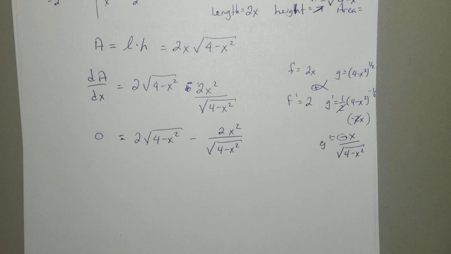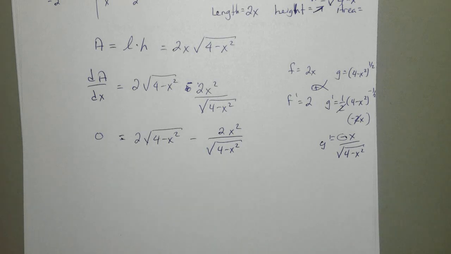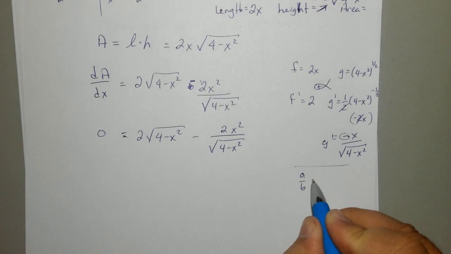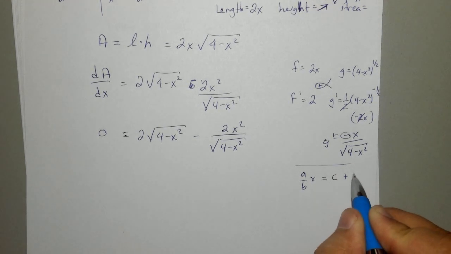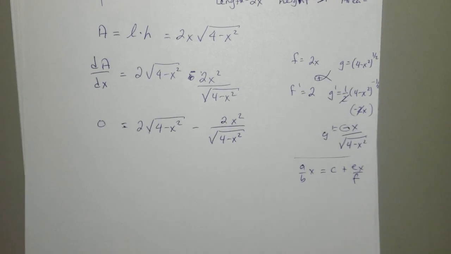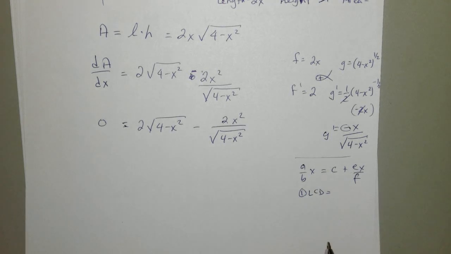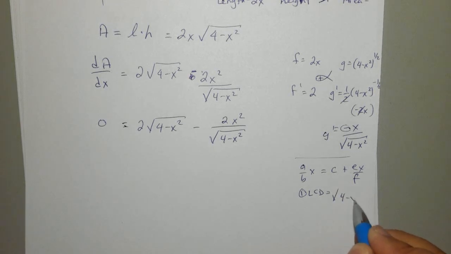No. Because this is a rational function, this is not. We wouldn't end up with the same function. Good thought though. The easiest rule of thumb is whenever you have fractions and an equal sign, get rid of the fractions. First step, find the LCD, which is what in this case? Square root of 4 minus x squared.